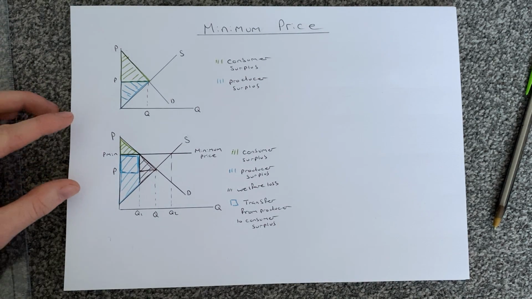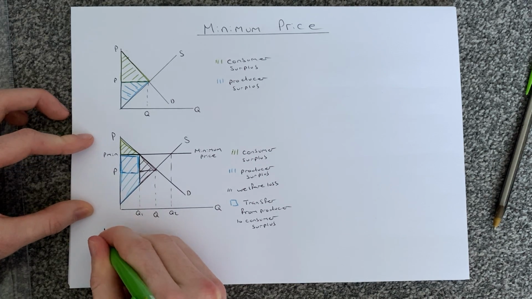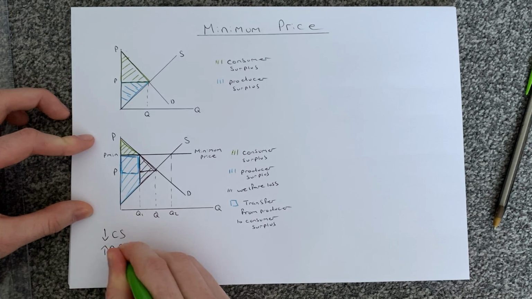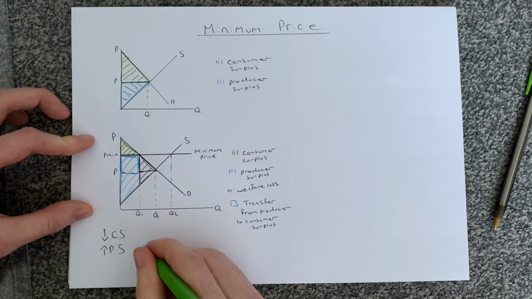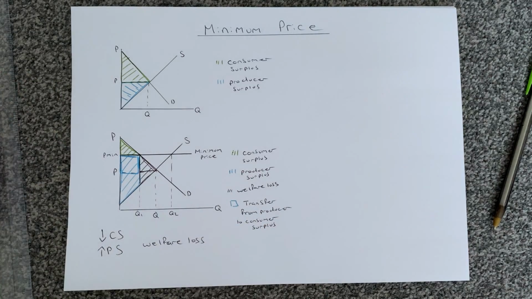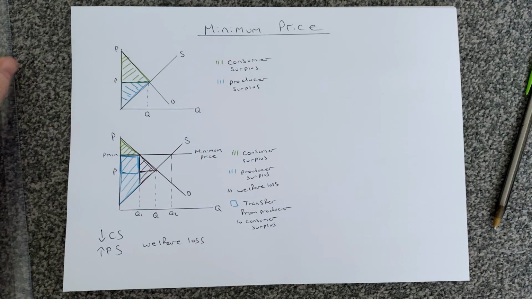So just to highlight the key points with regard to the impact of a minimum price on consumer and producer surplus. The main impact is that consumer surplus falls and producer surplus rises, and there is a welfare loss to society, also known as a deadweight loss. The two phrases are interchangeable. So those are the key things to remember. A minimum price would decrease consumer surplus, increase producer surplus, and lead to a welfare or deadweight loss.